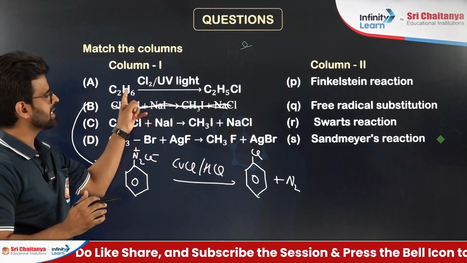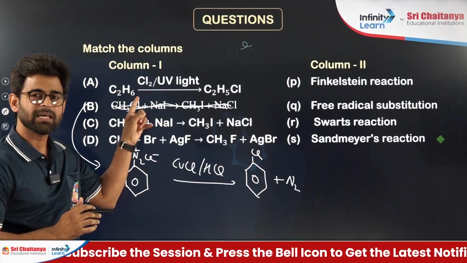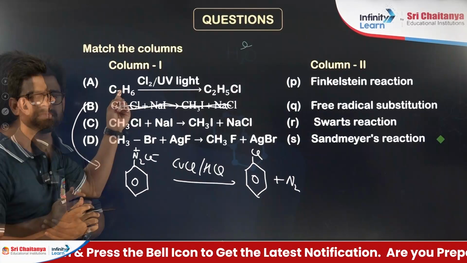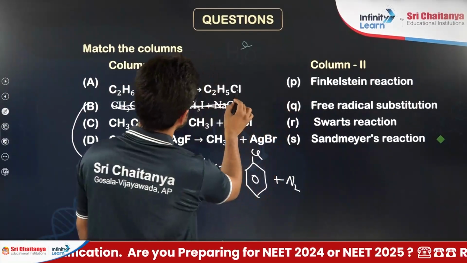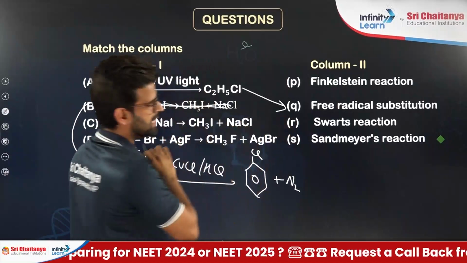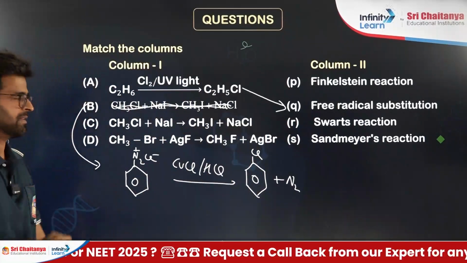So the Cl will replace hydrogen from here. I will say the Cl radical will replace H radical from here. So we can call it what? Free radical substitution. So this will go for the free radical substitution, right? From alkane chapter, very important.